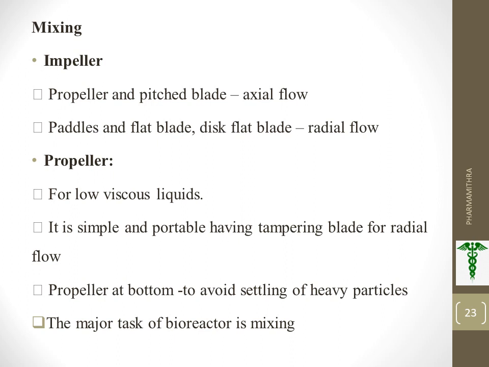Propellers with pitched blades follow axial flow, whereas paddles with flat blades or disc flat blades show radial flow. For low viscous fluid, we can use a propeller. It is simple and portable, having a tapering blade for the radial flow. Propellers are normally placed at the bottom to avoid settling of heavy particles at the bottom of the fermenter. The major task of the bioreactor is mixing, and this mixing can be achieved with the help of impellers, propellers, etc.